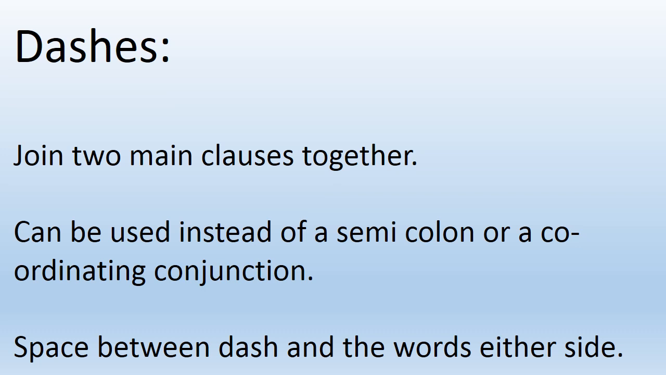Dashes join two main clauses together. We remembered we use them as a possibility when we could use a semicolon or a coordinating conjunction, or sometimes pairs of brackets, or we could use a dash to separate those two main clauses. And we know it's a dash because when it's written, there's a space between the dash and the words either side of it.